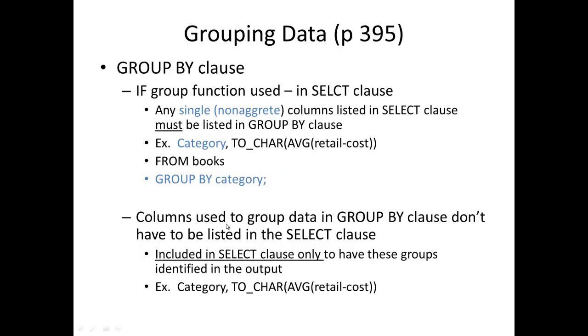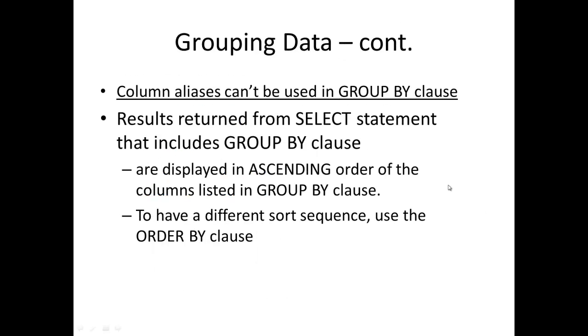Columns used to group data in the GROUP BY clause don't have to be listed in the SELECT. You can include them in the SELECT clause only to have these groups identified in the output. Column aliases can't be used in the GROUP BY clause. The results returned from a SELECT statement that includes a GROUP BY clause are displayed in ascending order of the columns listed in that GROUP BY clause. To have a different sort sequence, use the ORDER BY clause.